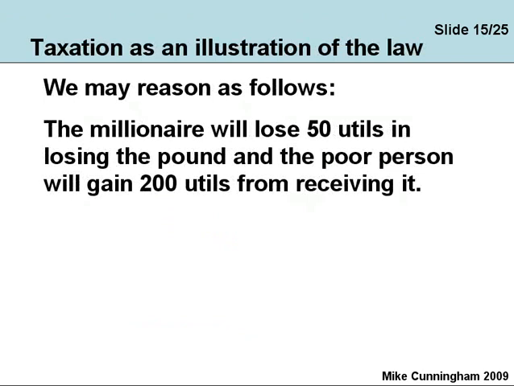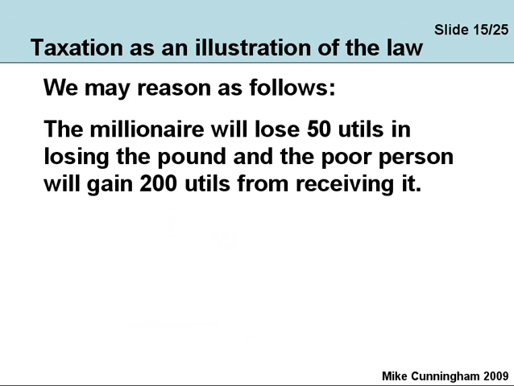We may reason as follows. The millionaire will lose 50 utils because the millionaire has got a lot of money. So the pleasure from that pound is very small. The more you have of something, the less pleasure the last unit gives you. So, taking a pound away from the millionaire hardly notices it, only loses a very small amount of utility, a very small amount of pleasure by being £1 poorer. So the millionaire loses 50 utils.